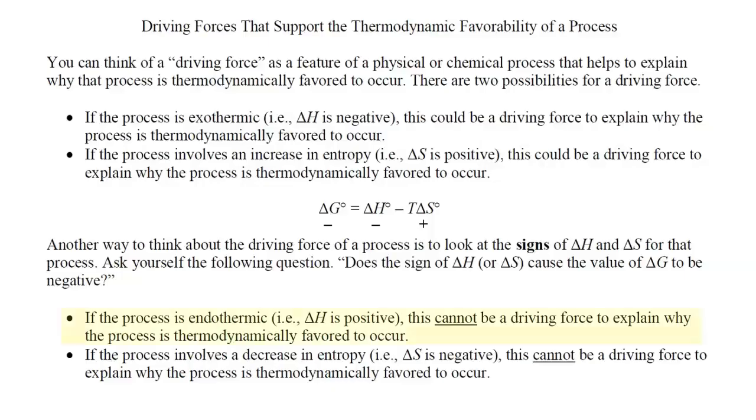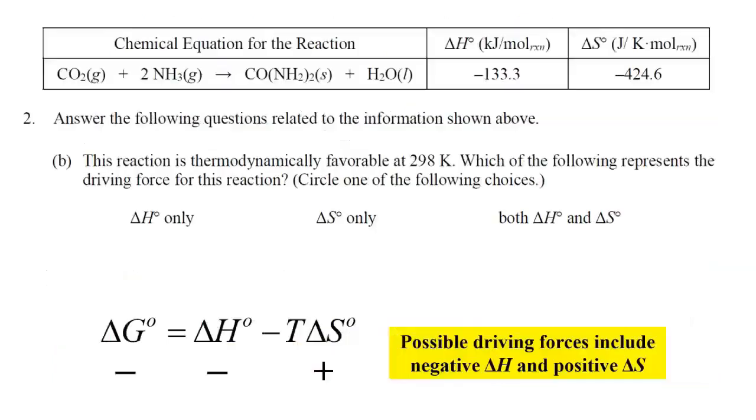And then at the bottom of this slide, it says, well, if the process is endothermic, that is, delta H is positive, then this cannot be a driving force to explain why the process is favored to occur. And if the process involves a decrease in entropy, that is, delta S is negative, again, this cannot be a driving force to explain why the process is favored. So to summarize, possible driving forces include a negative delta H and a positive delta S. And so what do we have in this particular situation? Well, we do have a negative delta H, but we have a negative delta S. And so in the answer to part B, it's going to be delta H only is considered to be a driving force.